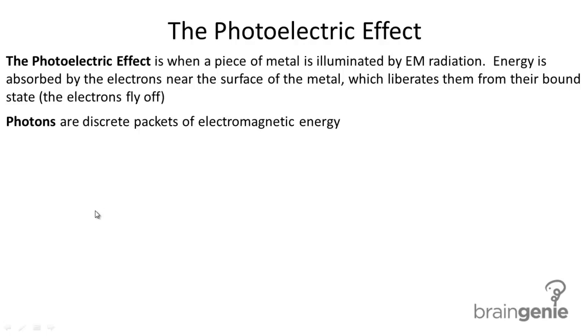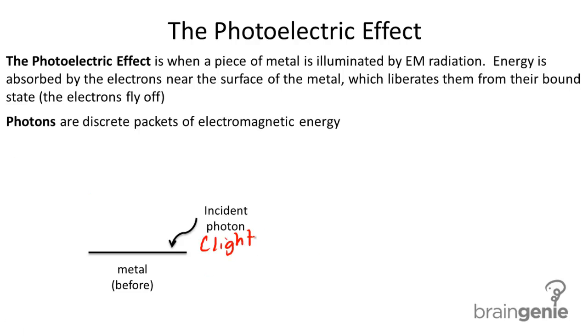Let's take a look at the photoelectric effect in more detail. So before, this is the metal before, we have the incident photon. So we have a discrete packet of electromagnetic energy, so basically light. We have light shining on this piece of metal. So when the light shines on this piece of metal, according to the photoelectric effect, energy is absorbed by the electrons on the surface. So this is an electron here. This electron absorbs this photon of energy and basically it becomes liberated from the surface. So it's ejected or it flies off.